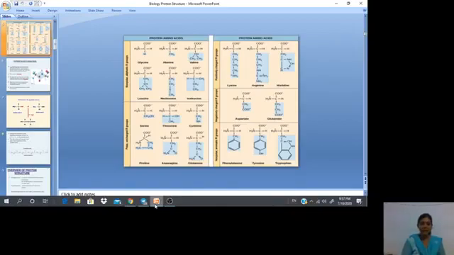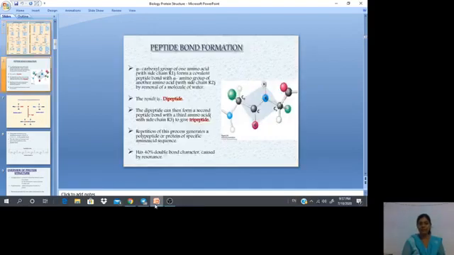In the third box, in the lower left side, these are polar uncharged R groups. Serine, for example, has CH2OH. This is a polar uncharged R group. In the right hand side, middle box, these are positively charged R groups. And in the lower portion, aromatic R groups, for example phenylalanine and tyrosine.